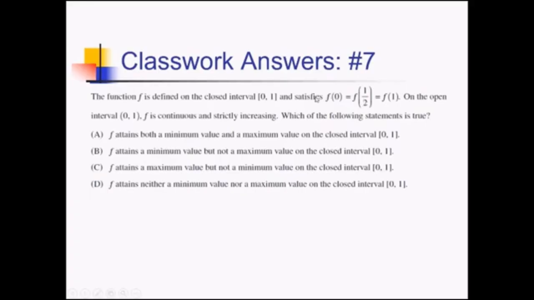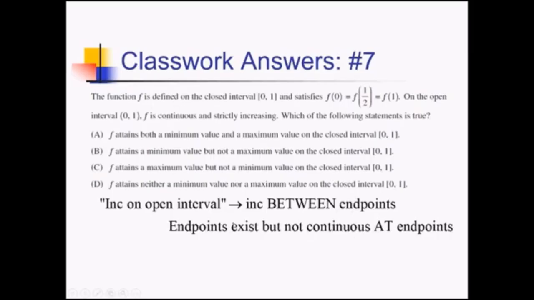This is very perplexing. Now, the key to unlocking this is reading it very carefully. They said that on the open interval 0 to 1, f is continuous and increasing. We're increasing on an open interval. We are continuous on an open interval. So if we're increasing on an open interval, that means we're increasing between the endpoints. If we're continuous on the open interval, that means that the endpoints, although they might exist because they said our function's defined everywhere, we don't have to be continuous at the endpoints.